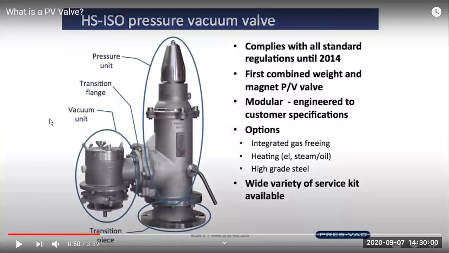So this is the first generation of pressure vacuum valve. As we saw, this is the pressure unit, this is a transition flange between the vacuum and pressure side, and this is the vacuum unit. And this is the connection to the pipe for the transition piece. So this was the first and most common, simplest design of weight and magnet pressure vacuum valve. It is modular, it can be customized, and it can be used for gas freeing or during inerting and purging.